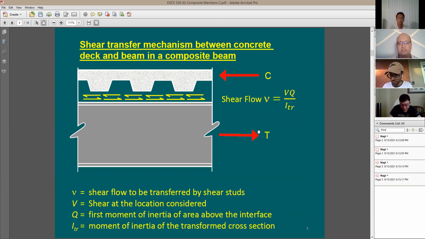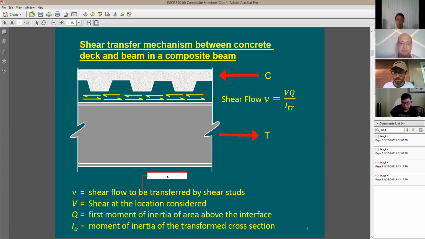Here's the compression force and the tension force. So you need to transfer the force from here to there. The shear flow, you can also calculate using this equation, if you remember it from the previous lecture. It's equal to V, the total shear, multiplied by Q, the first moment of area, divided by I transformed. This is gonna be for the transformed section. Now the question is, what is this Q? As we said, it's the first moment of inertia, right? Is this correct, or is this the fibre?